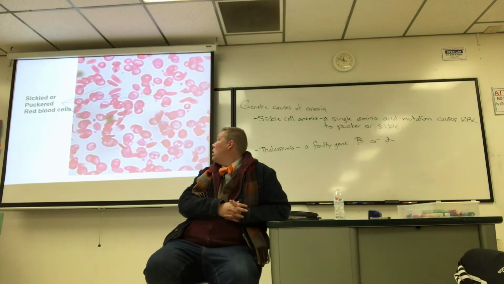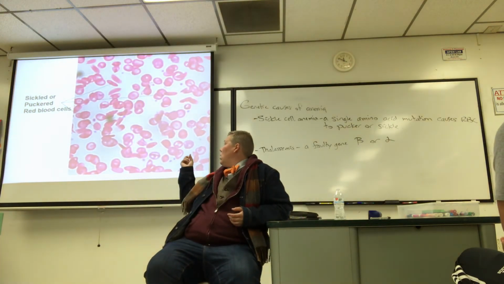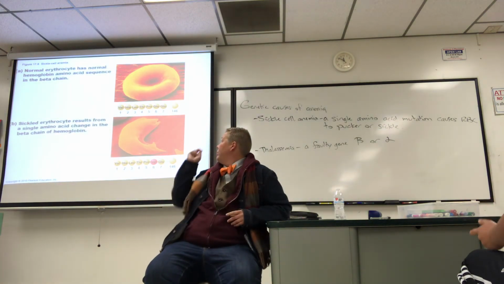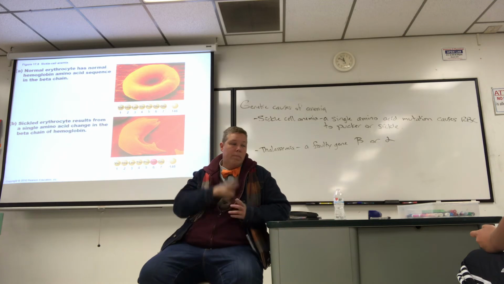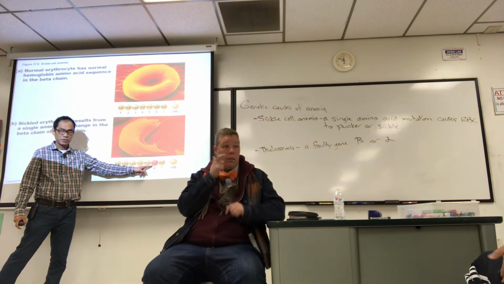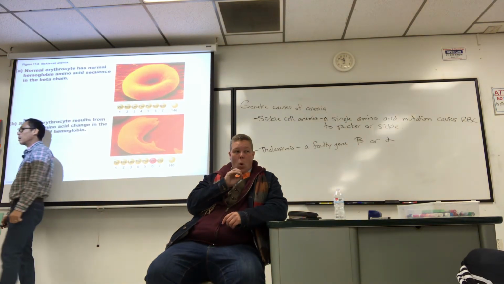Here's a picture of the sickle cell anemia, and it's easy to see from this picture how a cell, normal shaped top, puckered shaped bottom, all because of a single amino acid mutation, causing the sickle appearance.